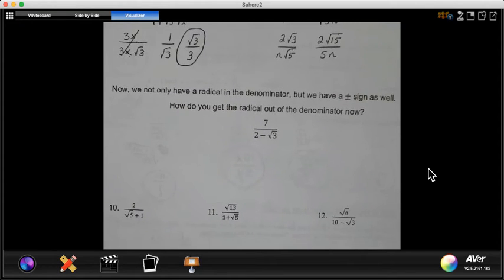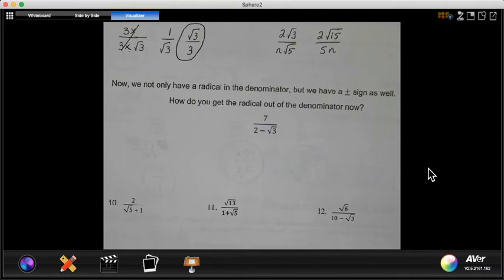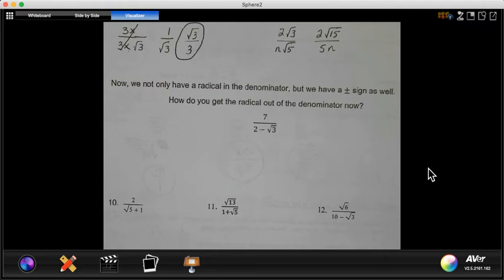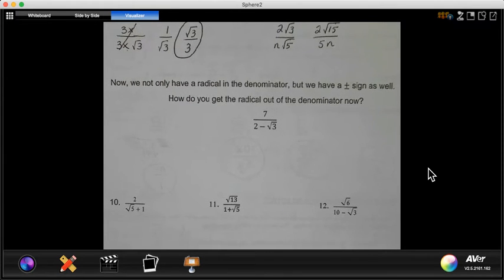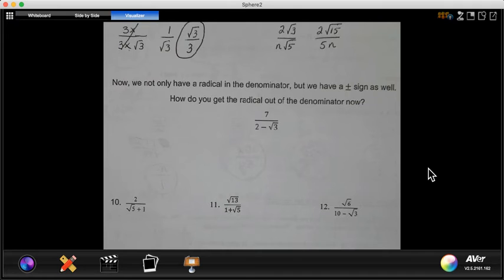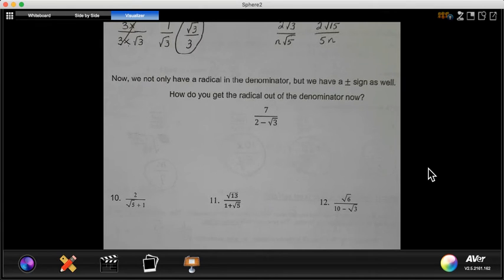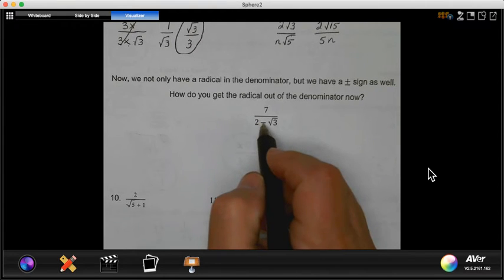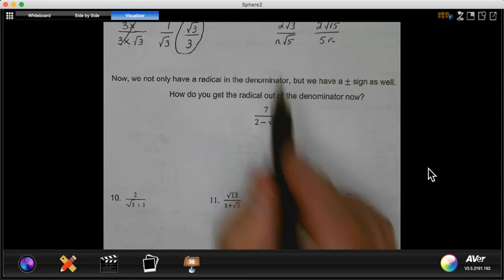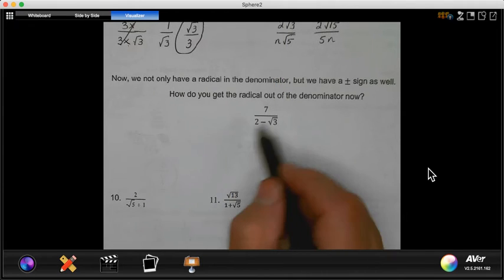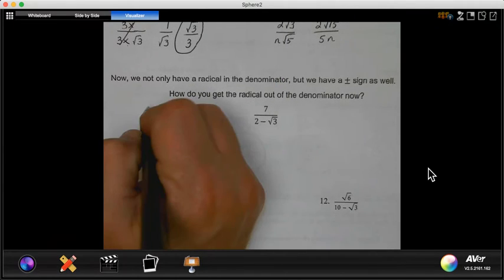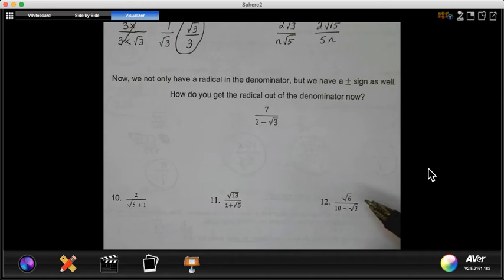All right. So now we only have a radical in the denominator, but we have a plus or minus sign as well. So it can be positive, it can be negative. How do you get the radical out of the denominator now? In all the other problems we just had a radical. Now you have a minus sign.